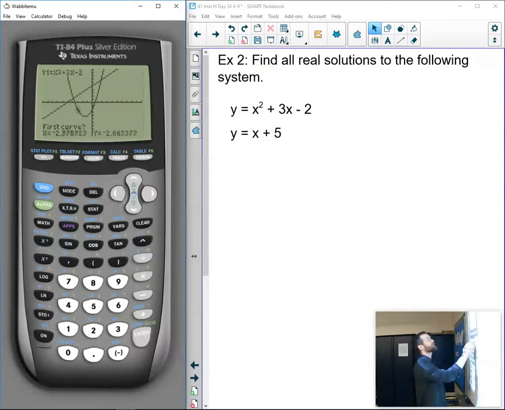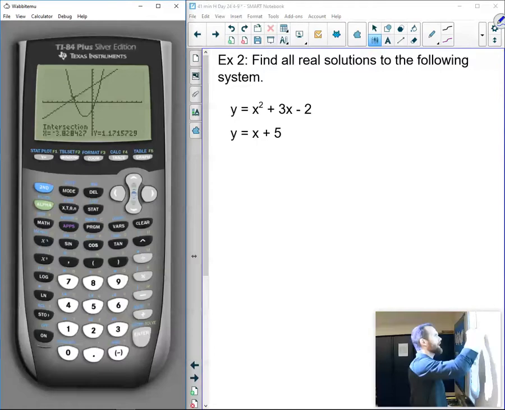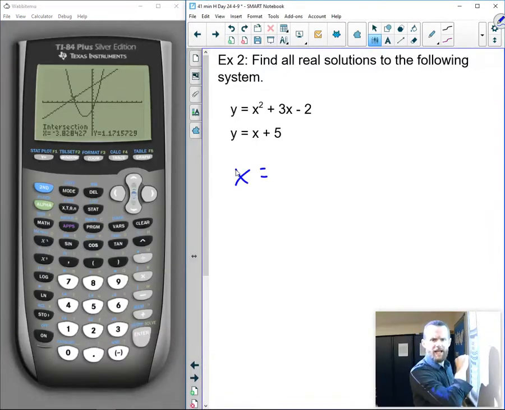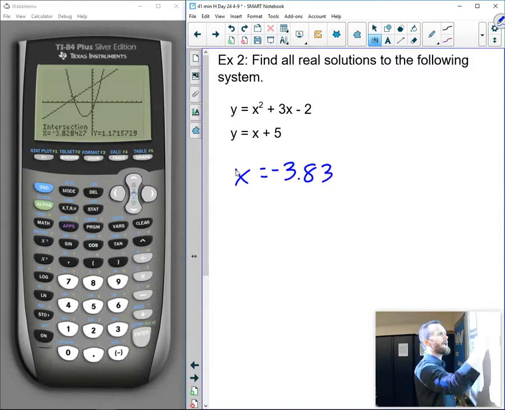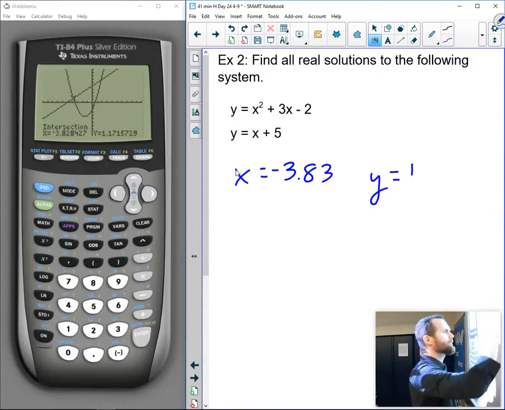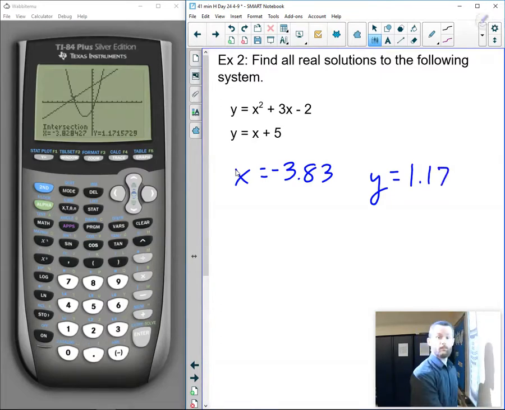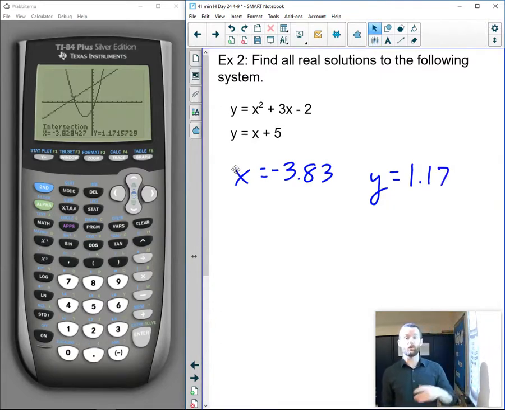Here you do not have to do left bound, right bound, or any of that. You just move close to it, hit enter for the first curve, enter for the second curve, and enter to guess. And it gives us our first solution of x equals negative 3.83, and y equals 1.17 it rounds to. So that's our first pair of solutions. X could equal negative 3.83, and y could equal 1.17.